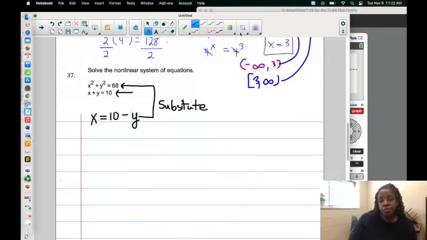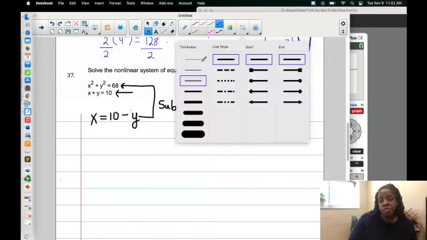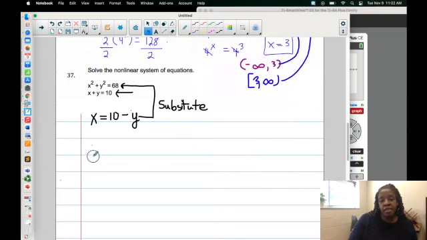But we're going to substitute 10 minus y in for x in the first equation. We're not going to substitute into the second because we'll just end up with 10 equals 10, and that's true. But we want to substitute it into the other one. So let's go for it. I'm going to use blue ink to substitute it in. So everywhere I see an x, I'm going to put 10 minus y. And I'm going to square it because it told me to. So remember, I'm plugging into x squared plus y squared equals 68.